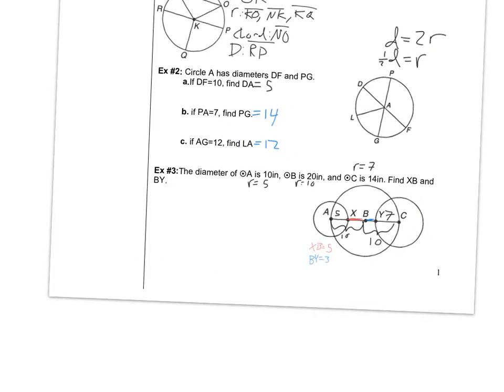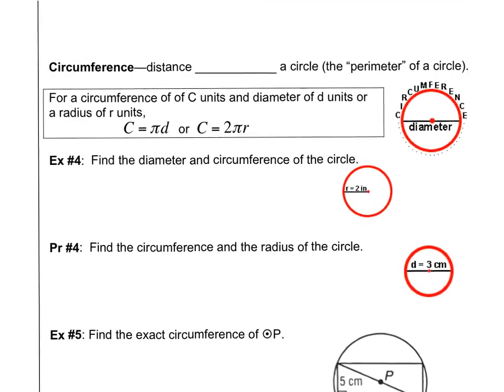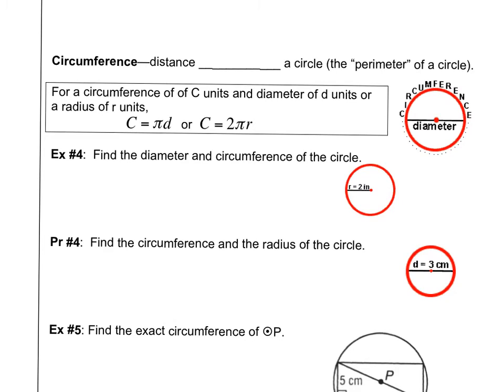Alright, let's go to the next page. Alright, so now let's talk about circumference. Circumference is just a fancy word for the perimeter of a circle. It's just the distance around a circle.